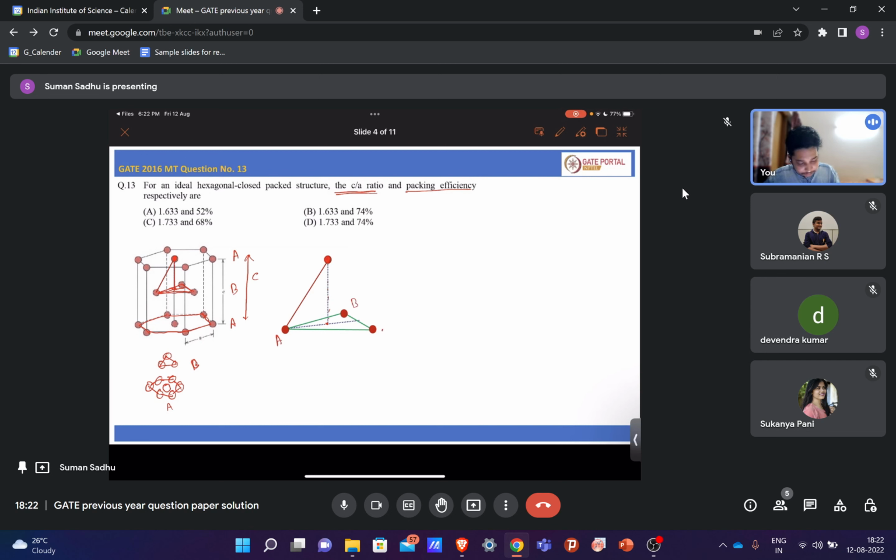Let's name this triangle A, B, C. This is D, this is O and E. Okay. So this length is basically the lattice parameter, that is A. So why is this distance A? Can anyone tell?